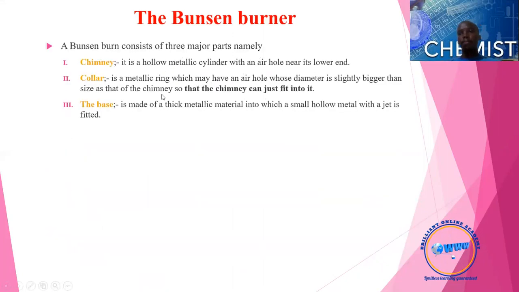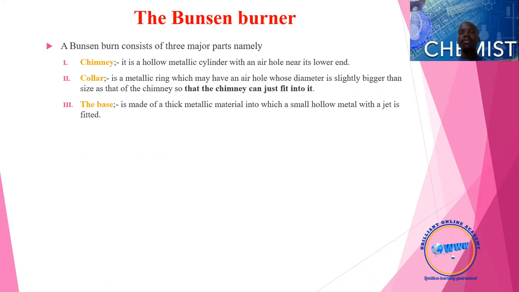A Bunsen burner is just a metallic apparatus which is used in the laboratory to produce flames. There are flames that we will talk about in our next video. It produces two flames.